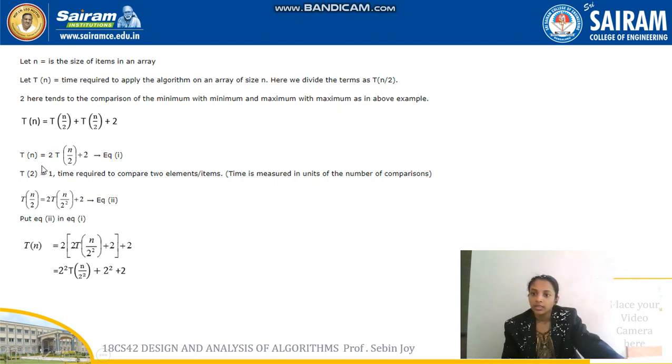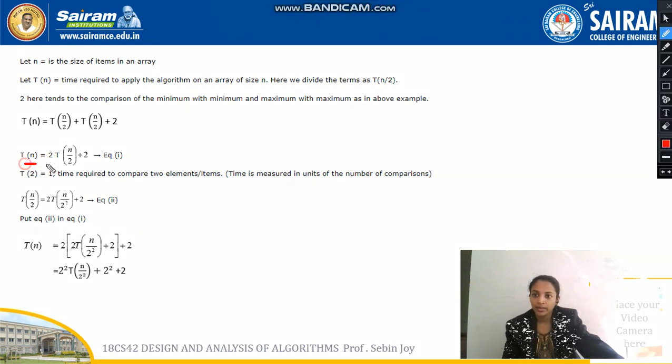Now we can do the substitution method. That is, you will find out what T of n by 2 is. What is T of n by 2? It is 2T of n by 2 power 2 plus 2. That value only we are substituting here. So when you see, you will be able to understand this.